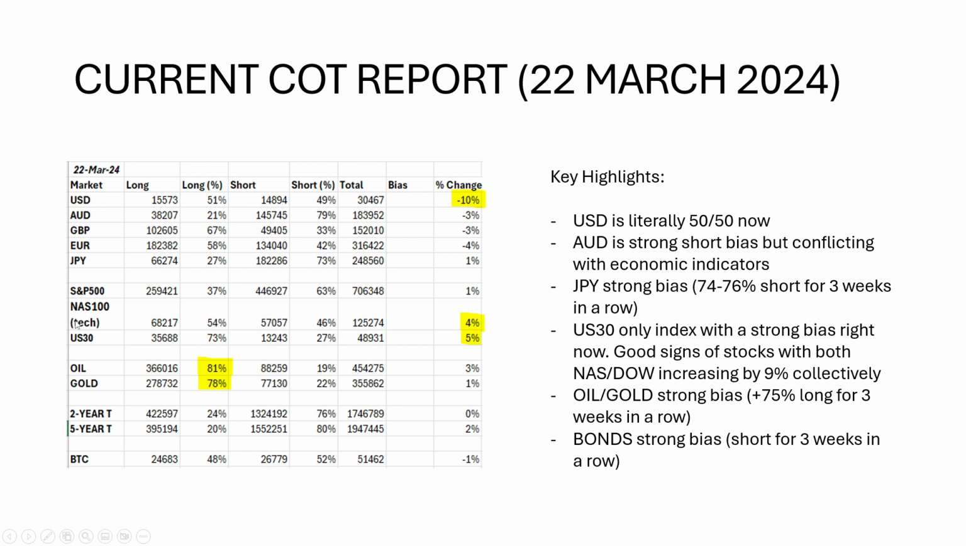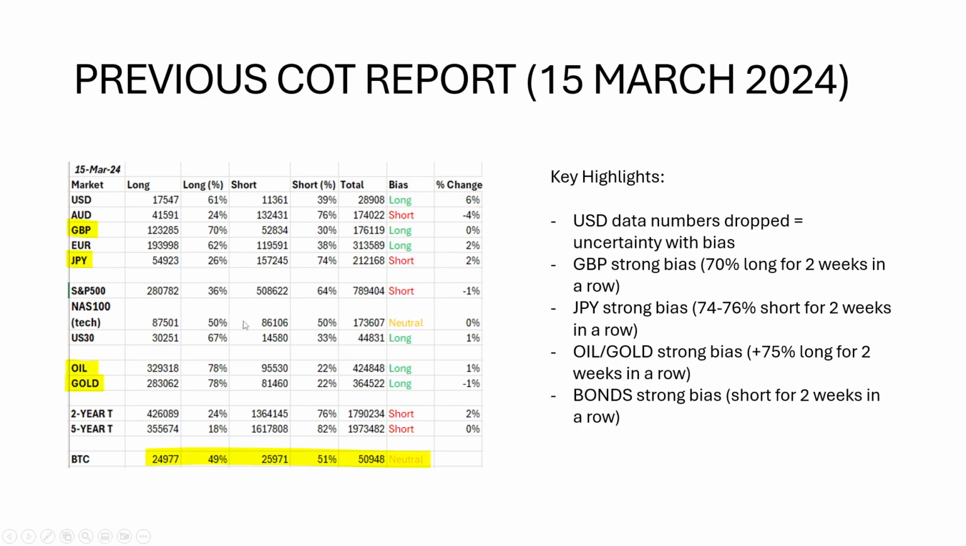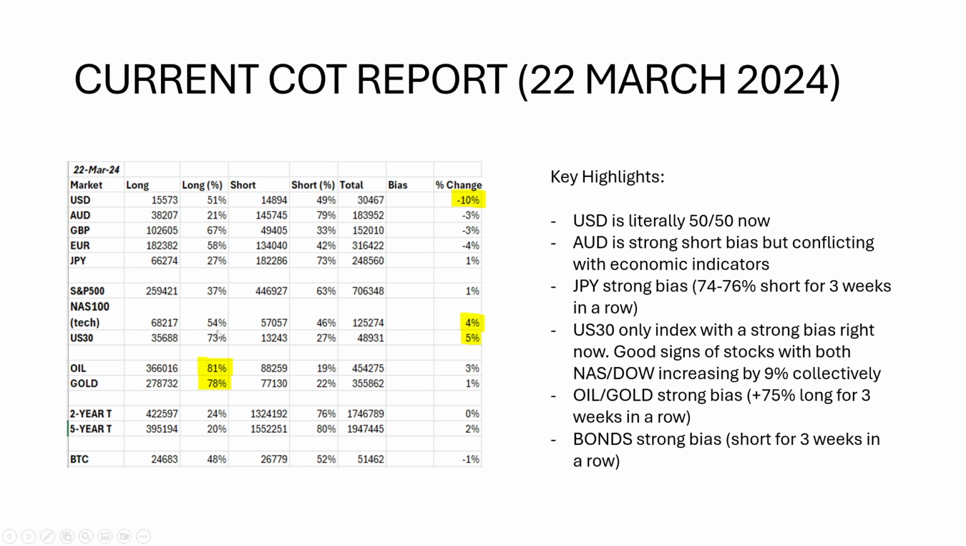Out of the indexes, S&P 500, NAS 100 and US 30, you can see there's a very strong bias on US 30, and NAS has even increased by 4%, from 50 to 54, so slightly more bullish. I think with this increase in both NAS and US 30, I'm happy to start longing the Dow. So we're going to put that on our watch list.